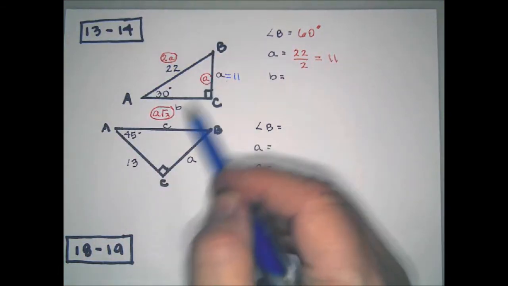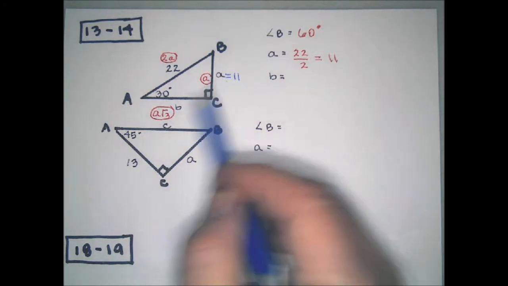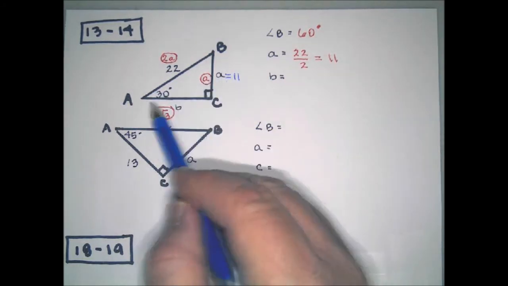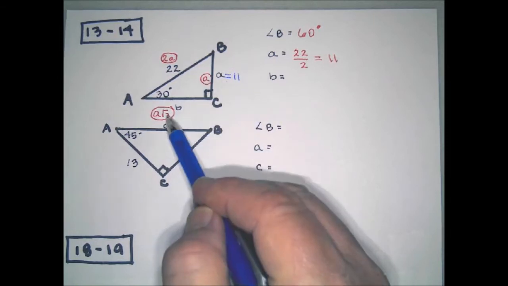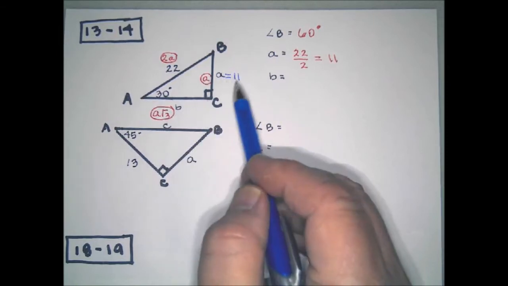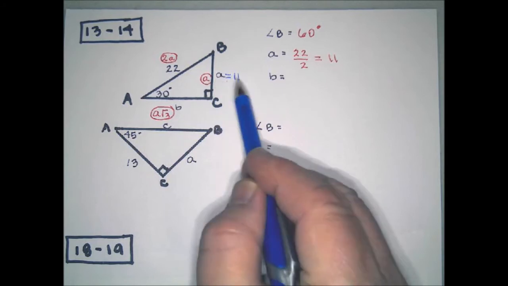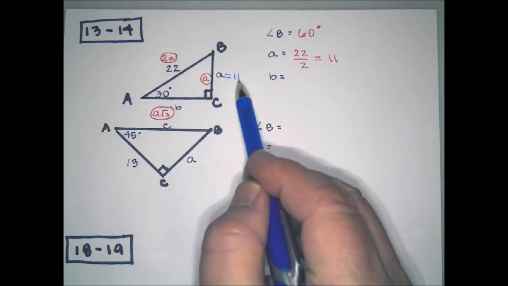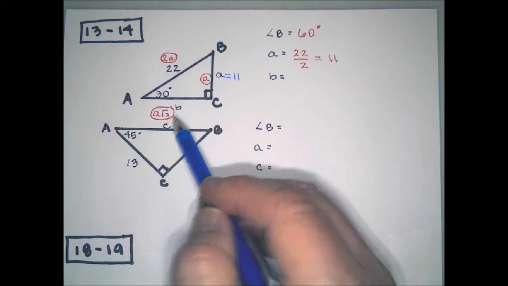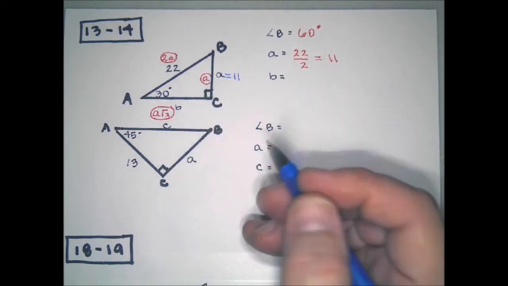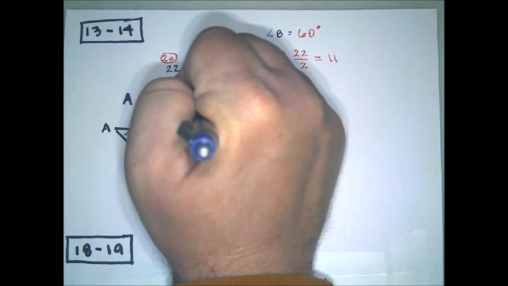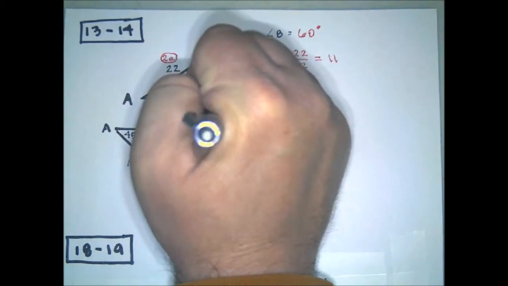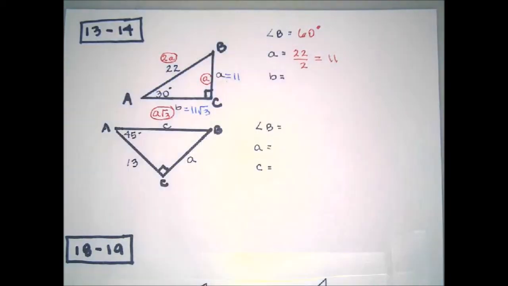Now, the relationship from the shortest leg to the longest leg is simply A root 3. So that means all I have to do is multiply this known value by square root 3. So this is simply going to be 11 square root 3. And that would be my value of B.